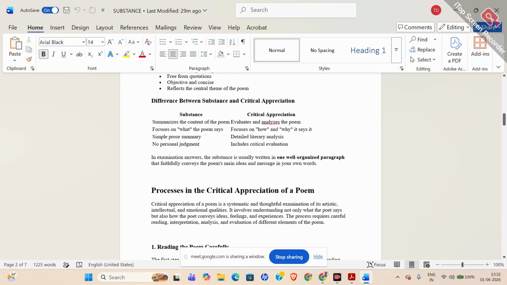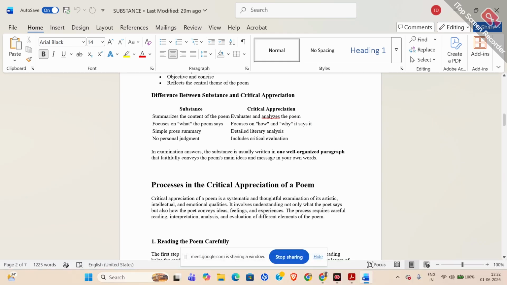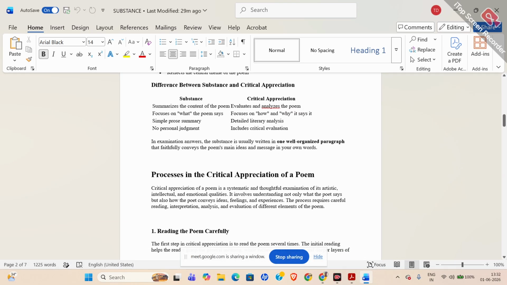Now, the difference between substance and critical appreciation or writing critical notes. Substance summarizes the content of the poem. And a critical note or appreciation evaluates and analyzes the poem. সুতরাং সাবস্টেন্স একটা সামারি গোছের, সেন্ট্রাল আইডিয়া গুলো দেয়, কন্টেন্ট বিষয়বস্তু কি আছে, what is there in the poem.